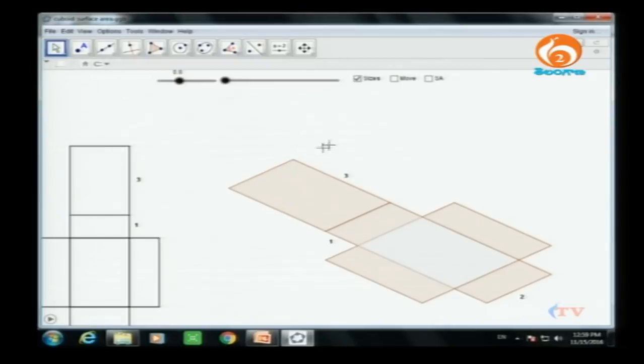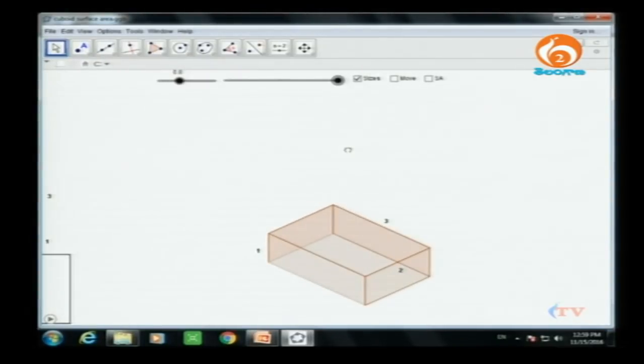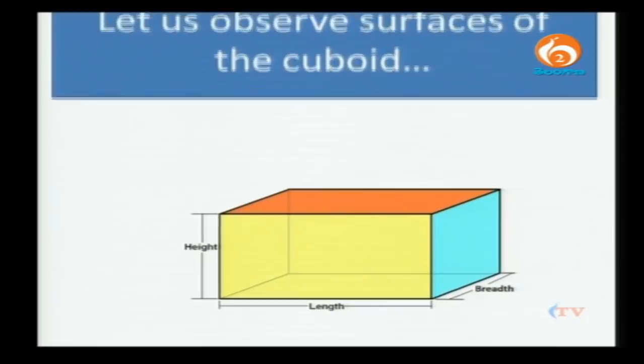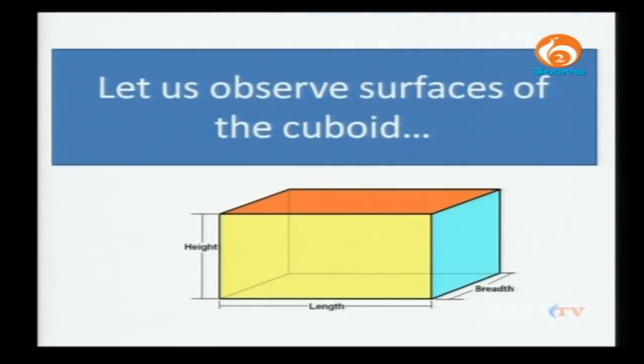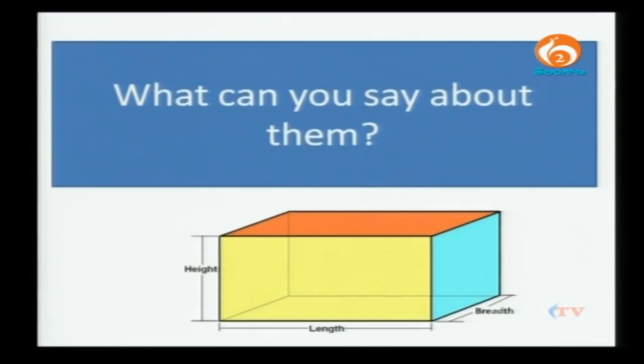When I am closing it, this is taken, okay, right. Again we go back to how the total surface area of this shape can be found. Let us observe the surfaces of cuboid. How many surfaces does it have? I think you have opened just now and seen how many surfaces does it have. Again let us watch them. What can you say about the surfaces of this cuboid?